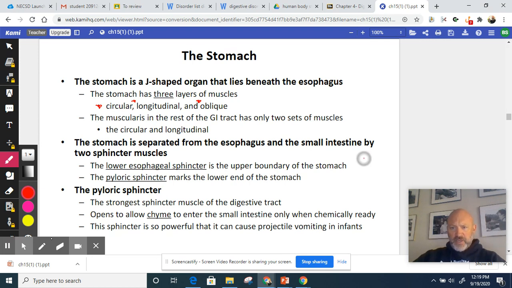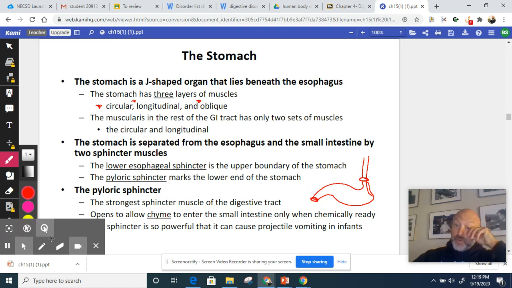So on one end of the stomach, here we have the esophagus coming down. Here's that lower esophageal sphincter muscle. And then we have the large J-shaped body of the stomach. And then at the end of the stomach, we're going to have another sphincter muscle. This is called the pyloric sphincter muscle. And this is what's going to keep the food inside the stomach. So food goes through the lower esophageal muscle first, and then this is contracted, and that's what keeps the food in there for the appropriate amount of time.